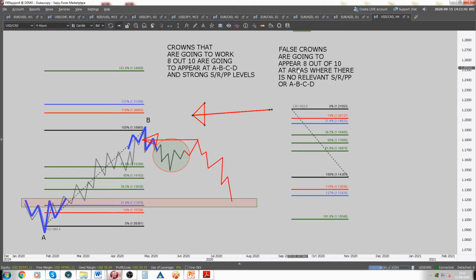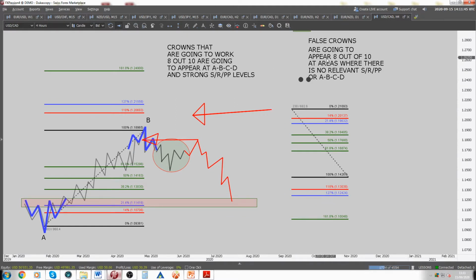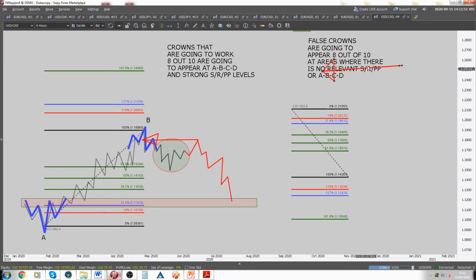So what does this mean also? This means also that you shouldn't trade crowns on the 15-minute chart. Don't trade on the 15-minute chart, 5-minute chart, 30-minute chart, those are not relevant crowns. Make sense, everybody? So with this false crowning here, 8 times out of 10, we are going to lose.